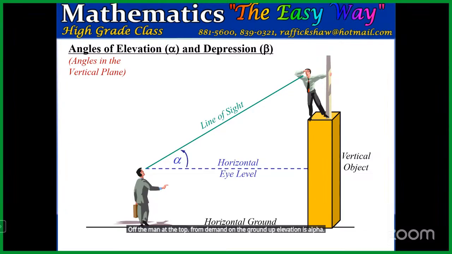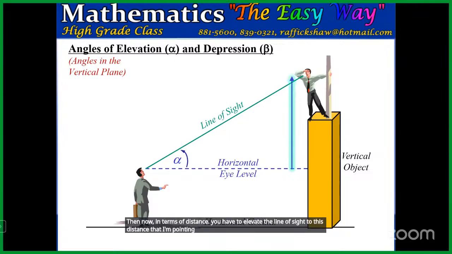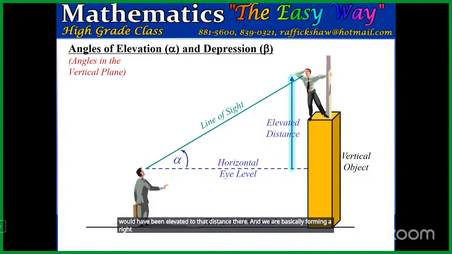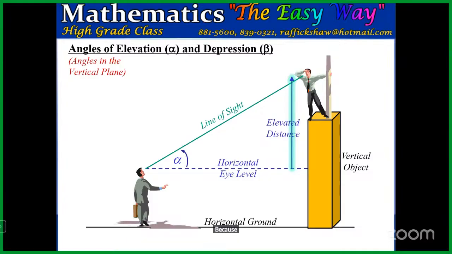Then now, in terms of distance, you will have to elevate the line of sight to this distance that I'm pointing up on the diagram now. Right? That's what we call the elevated distance. So the line of sight, looking up at the man, would have been elevated to that distance there. And we are basically forming a right angle triangle because the angle between that vertical line and the horizontal line of sight is 90 degrees.